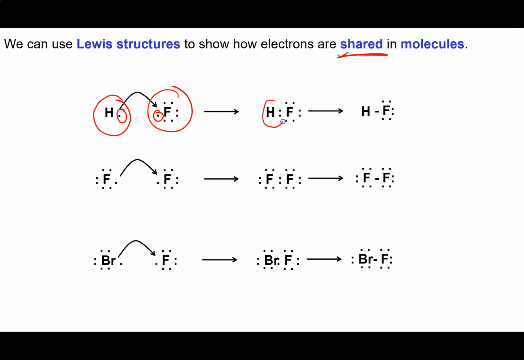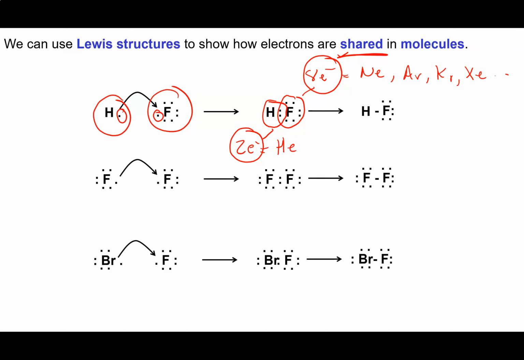What's the result of that? Hydrogen now has a share of 2 electrons, just like helium, and fluorine has a share of 8 electrons. It has a complete octet, just like all of the other noble gases like neon, argon, krypton, xenon, etc. So by sharing electrons, every atom obtains a noble gas configuration. All of the atoms except for hydrogen want to obtain a share of 8 electrons, and hydrogen always wants to obtain a share of 2 electrons.